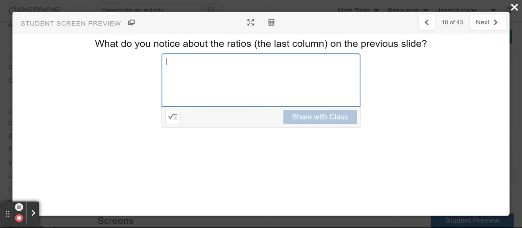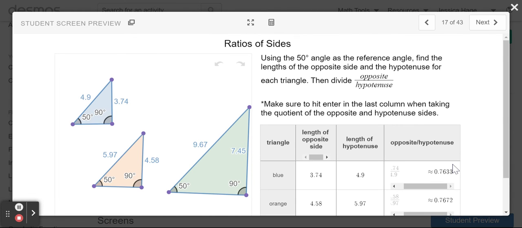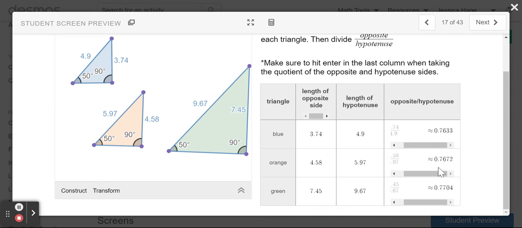So slide 18, what do we notice about the ratios? The last column on the previous slide. All the numbers are about the same. They are about 0.76 or 0.77, depending on how we round. Let's not round all the way up to 0.8 because that is rounding too much. We always want to round to 3 or 4 decimals.